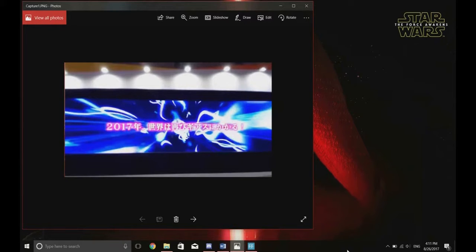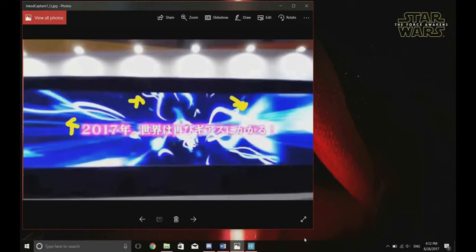So what we have here is a snap from the actual ad, and what we have here is a new Geass animation. Pay close attention to the swirls, the actual Geass animation you see in the swirls. Specifically here, right here you also see it, and you see it down here as well.